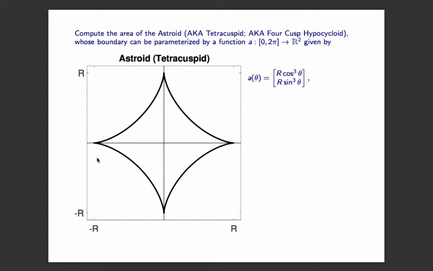Now let's play with an asteroid. So let's compute the area of an asteroid, aka a tetracuspid, aka a four-cusp hypocycloid.